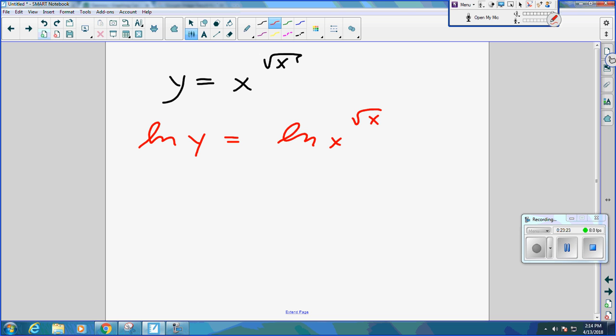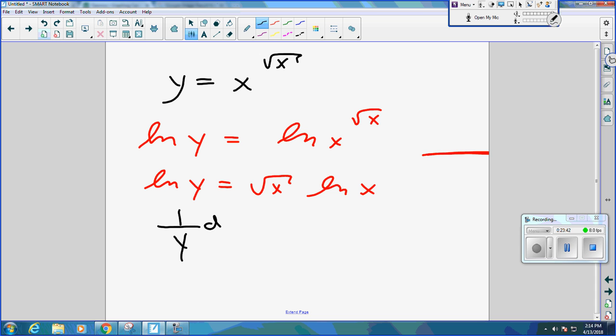And what happens here then is what? It goes from a problem we can't do in black to, when you use the properties of logs, we have now created a problem we can do the derivative of. Because what's the derivative of ln y? 1 over y. I'll put the dy here so we understand it. On the other side of the equal sign, what do we got? We got a product rule.